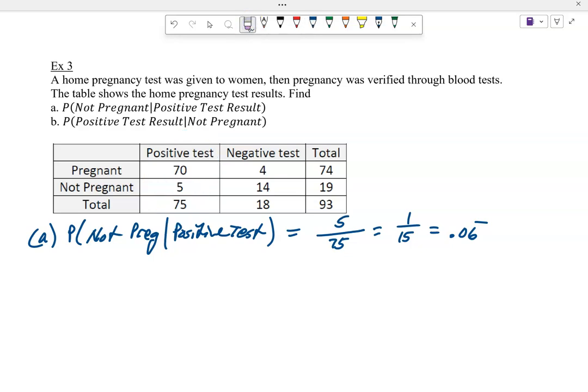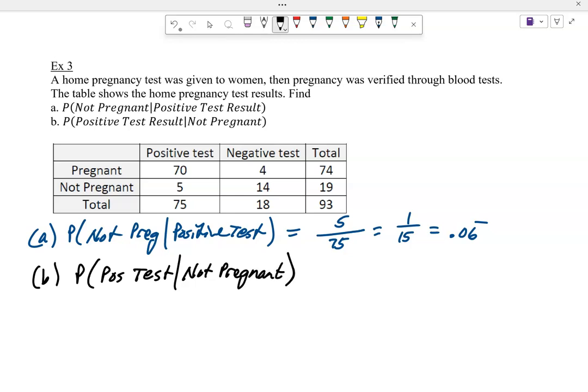Now let's do this next one. If you're checking yourself on part B, probability that you have a positive test given that you're not pregnant. By the way, this is called a false positive, right? I don't know how real this data really is that I pulled, but this is a false positive, right? I get a positive test, but actually I'm not pregnant. All right, so let's do that. Probability of a positive test given we are not pregnant.